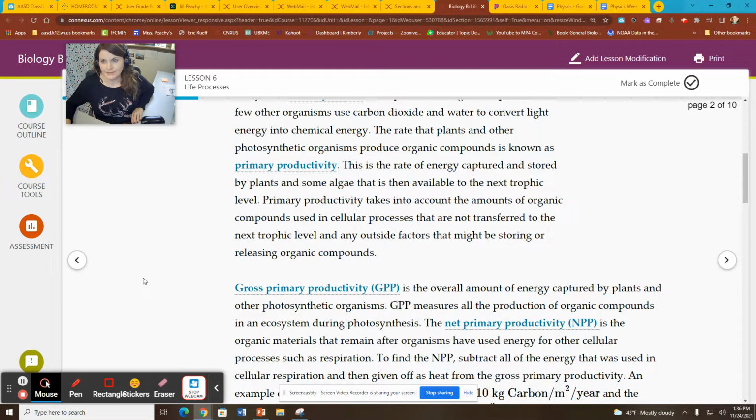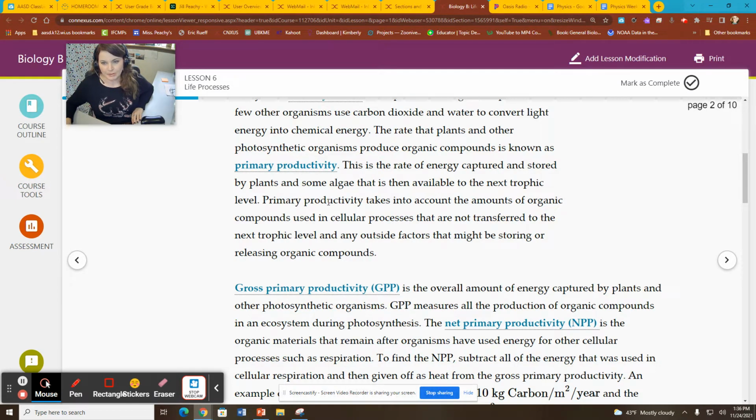Primary productivity is the rate that plants and other photosynthetic organisms, like algae and other microorganisms that do photosynthesis, produce organic compounds. That is called the primary productivity. So basically, we're measuring the rate that energy is captured and stored by plants and some algae and then is available to the next trophic level.